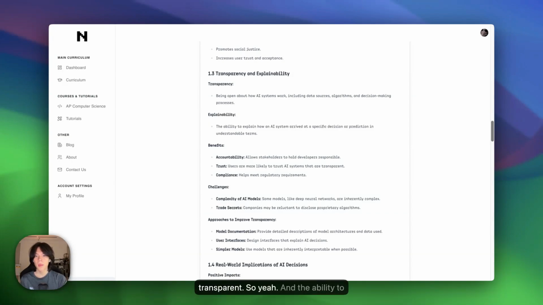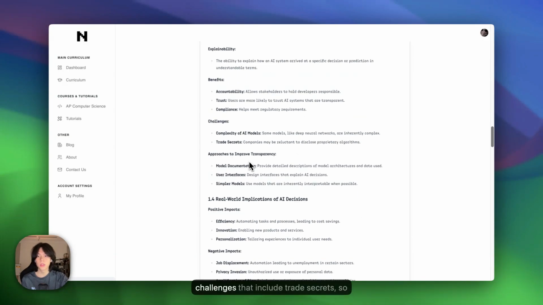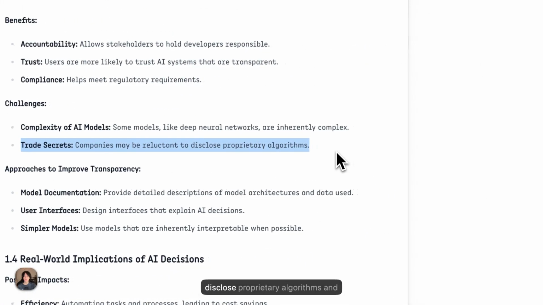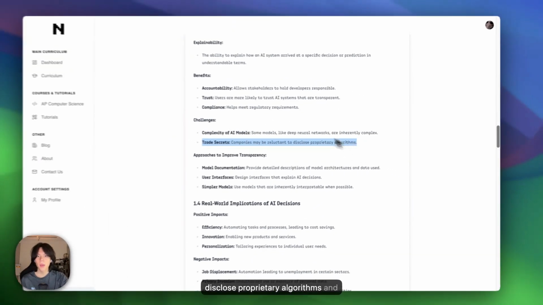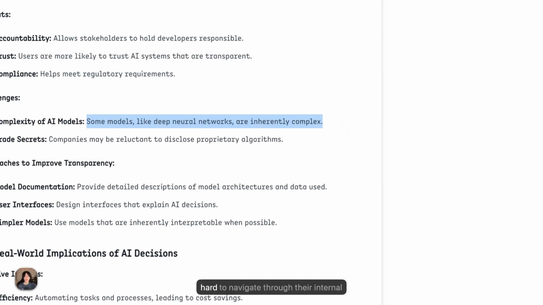And the ability to explain how an AI system arrived at a specific decision or prediction in understandable terms is explainability. The benefits include compliance, trust, and accountability, which allows stakeholders to hold developers responsible. Still, there are some challenges that include trade secrets, so companies might be reluctant to disclose proprietary algorithms, and complexity of AI models. Some models, like deep neural networks, are inherently complex, so it might be very hard to navigate through their internal processes.